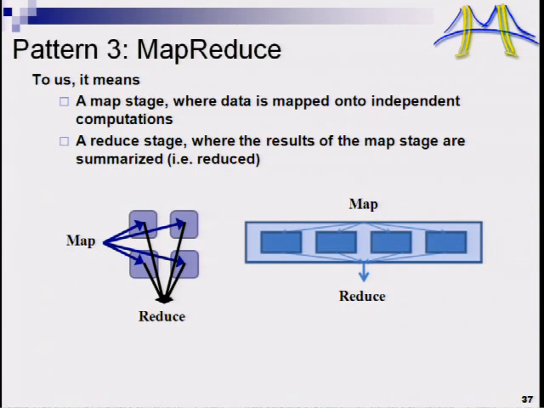I've changed this to another slide. Sorry, this is one of those sticky bits. You map a function onto independent data. I think it's kind of backwards thinking of data as mapped onto independent computations. You're mapping the same computation onto independent sets of data. Okay? And then you reduce that. Okay, examples of that.